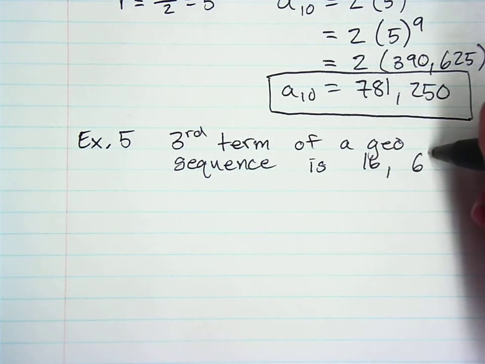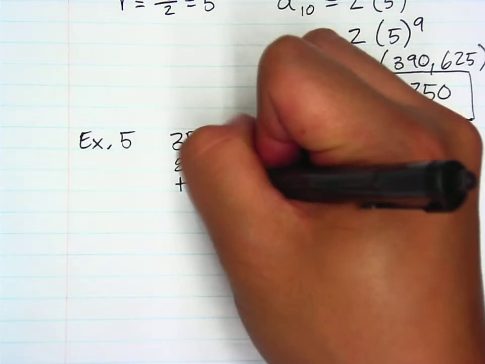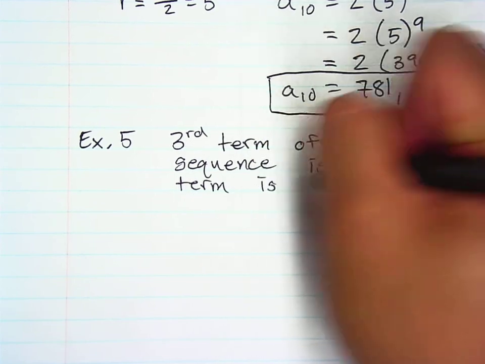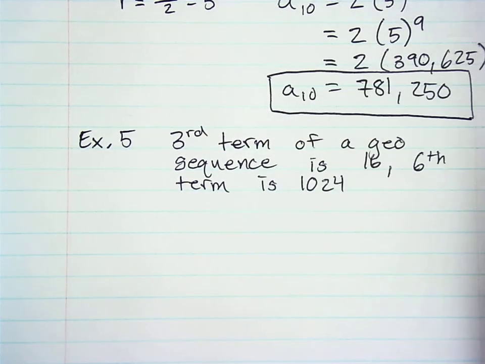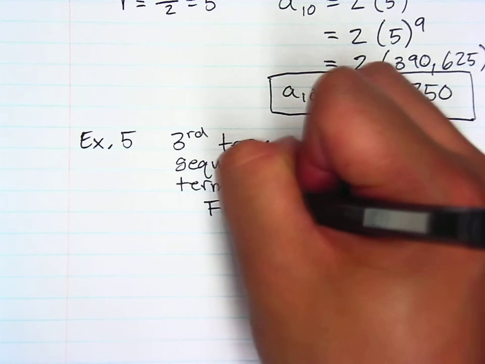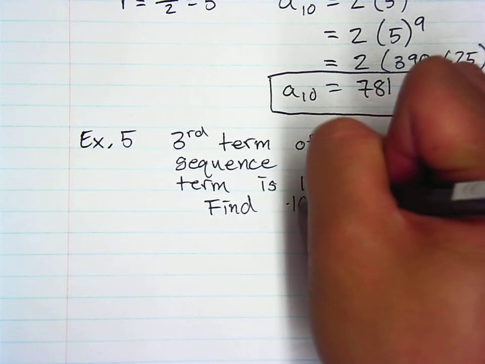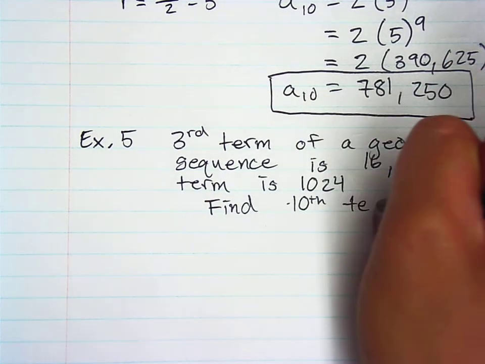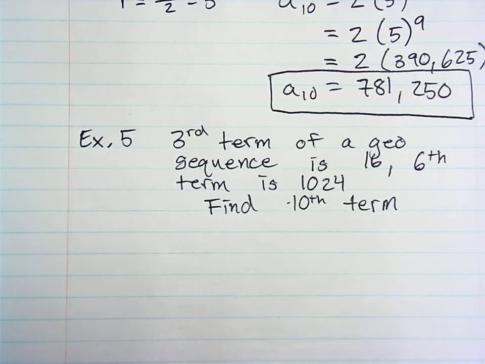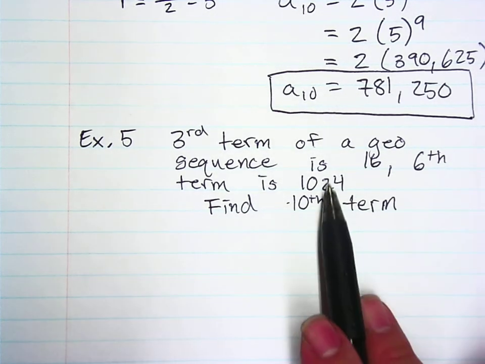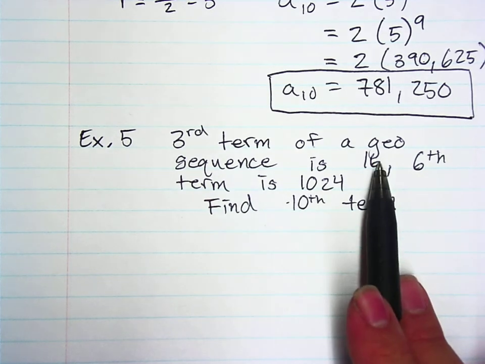And the 6th term is 1024. And based on that, they're going to ask us to find the 10th term. Now, the difficulty I have here is that I can't find r by dividing 1024 and 16.